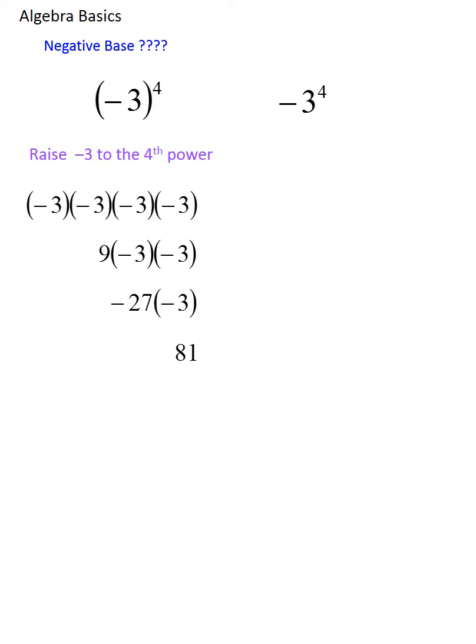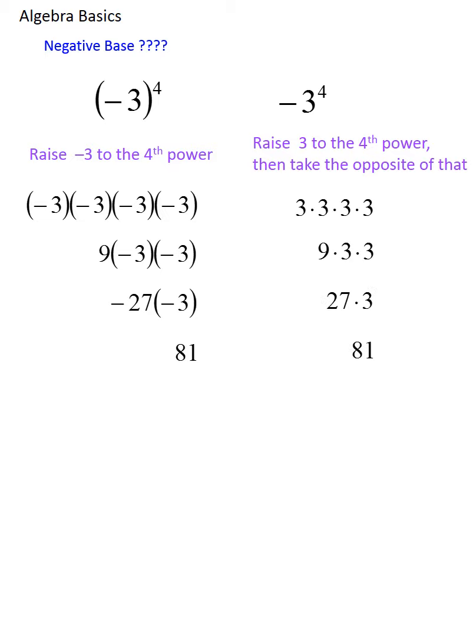The problem on the right, however, despite the fact that it looks like the base is negative 3, when a mathematician writes that expression, they're not including the negative sign in the base. They're effectively saying, just raise the 3 to the 4th power, and the negative in front means to then take the opposite of that result. So raising only 3 to the 4th power gives us positive 81, and then taking the opposite of that gives us negative 81.